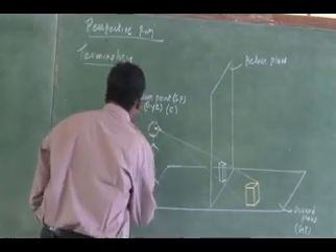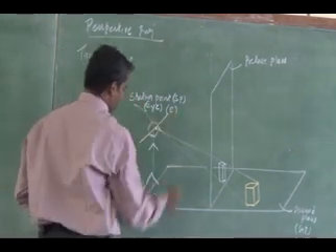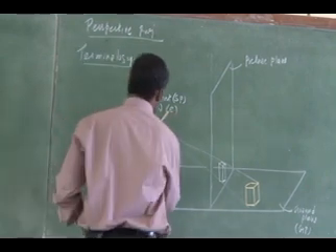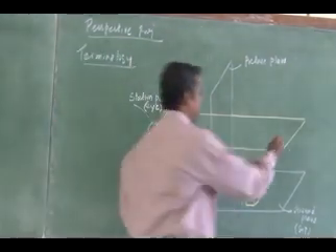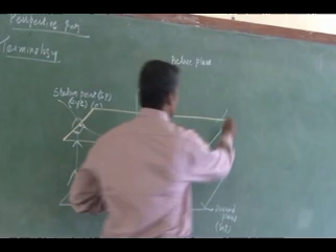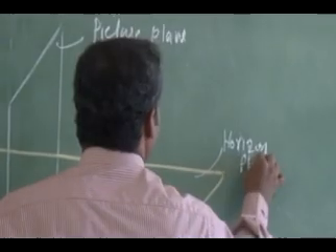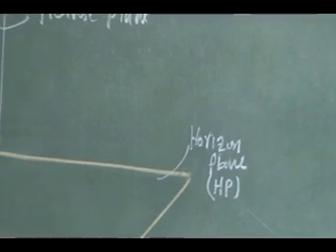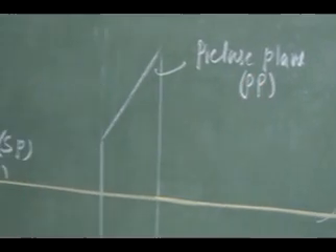See here. Right. This plane is named the horizontal plane. Normally it is denoted as HP. The picture plane will be denoted as PP. Picture plane, PP, right?